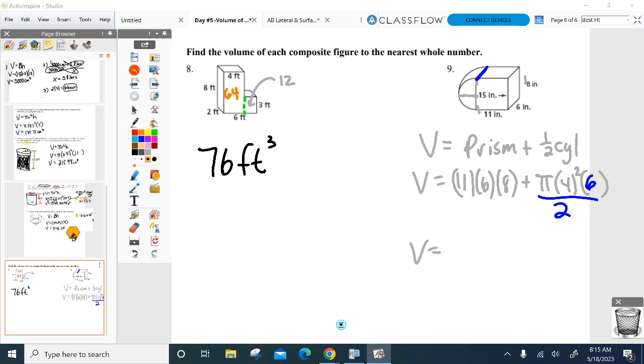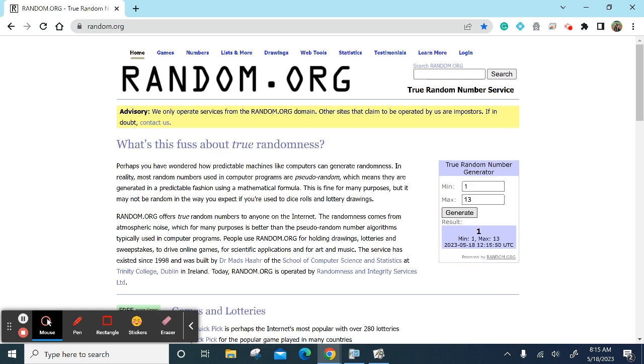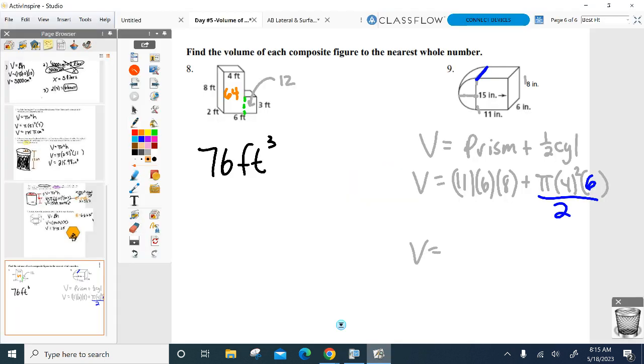Nice job today. Finish strong. Anna, finish strong. 679 inches cubed. Darn right.